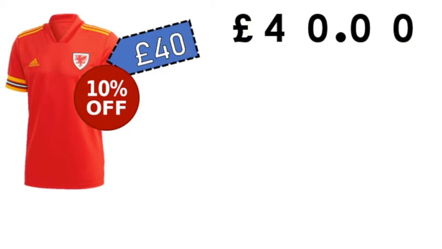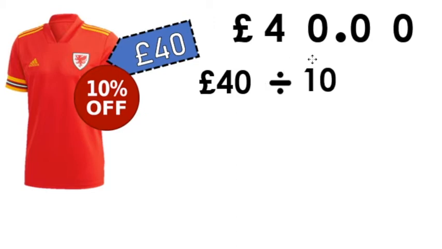And then, as we've previously learned, to find 10% of a number, we divide it by 10. So I'm going to take my 40, divide it by 10, and we should get our answer. So the 0 on the 40 and the 0 on the 10 can cancel each other out. So we can do 4 divided by 1, which would be 4. So the answer we get is £4 there.